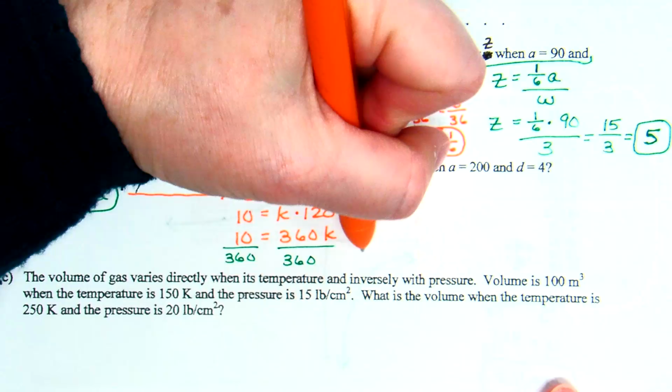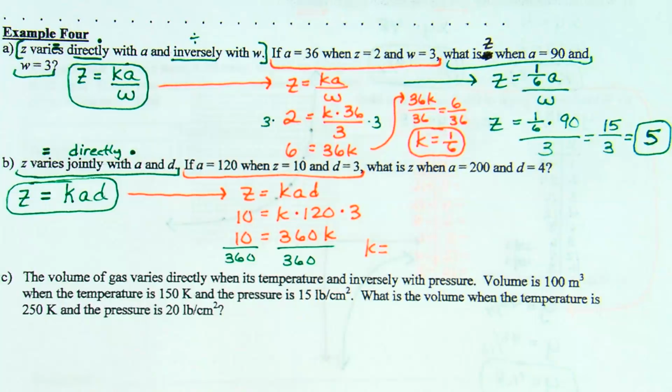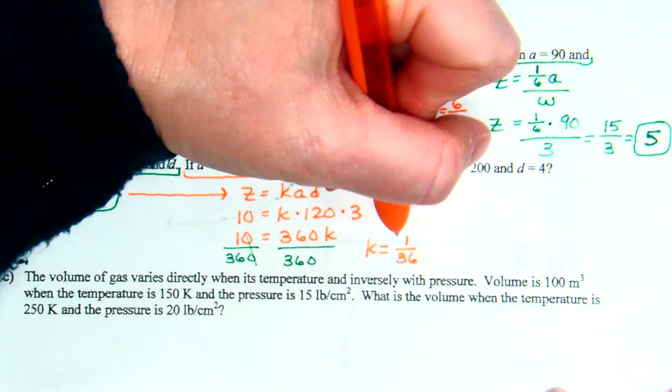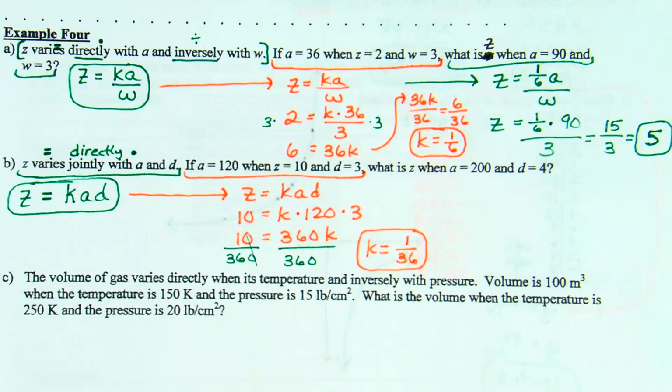What is Z when A is 200 and D is 4? Well, what's my equation? It was originally Z equals KAD. If I just put the K in, my official equation is Z equals 1/36 AD. But they told me A and D.